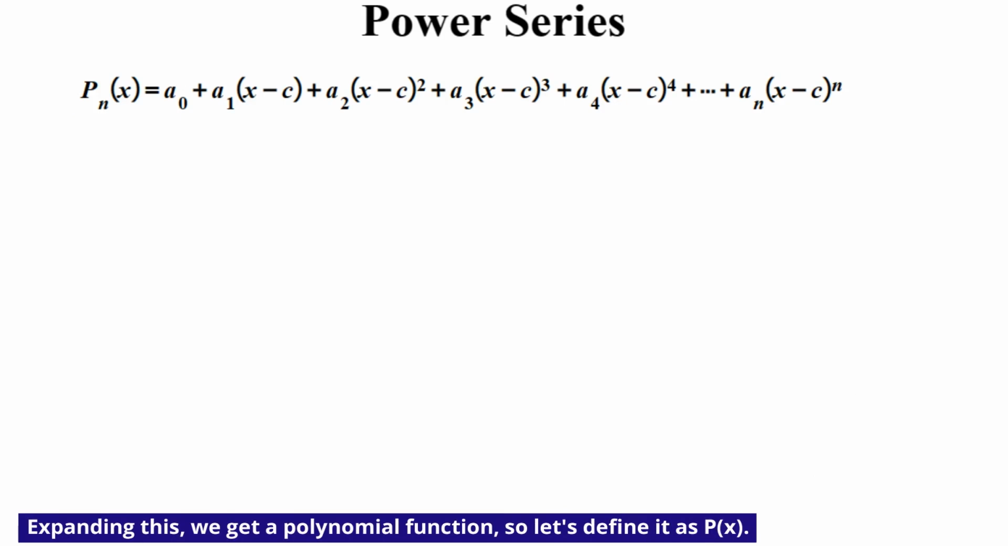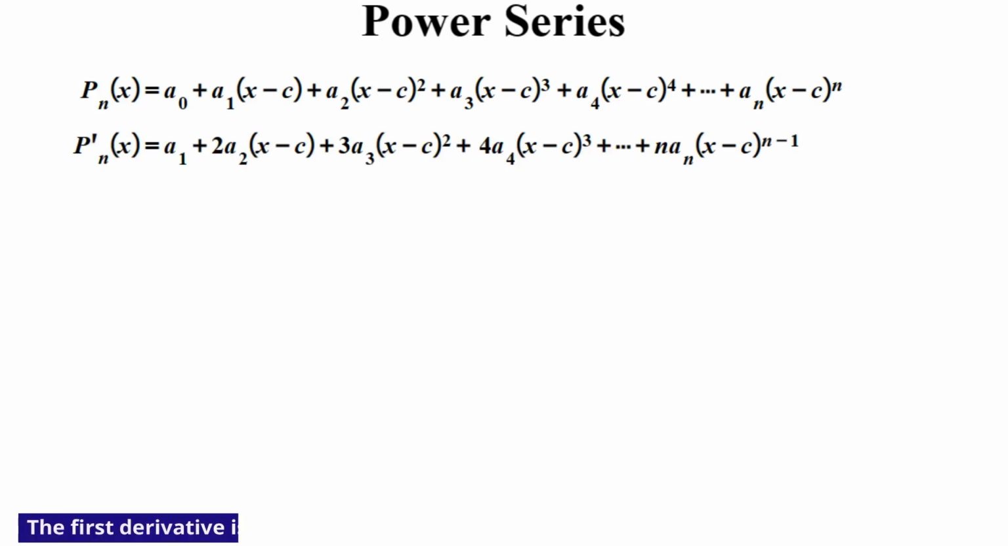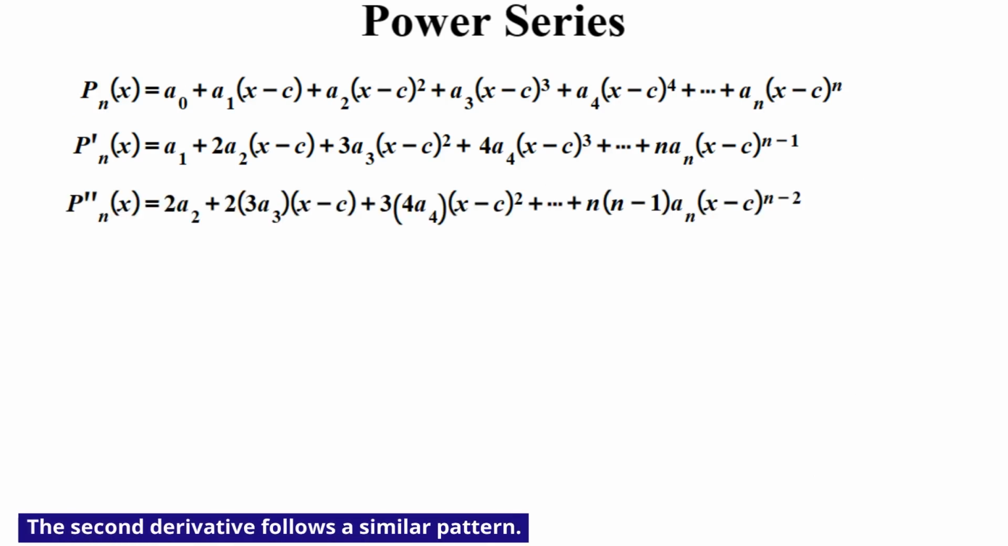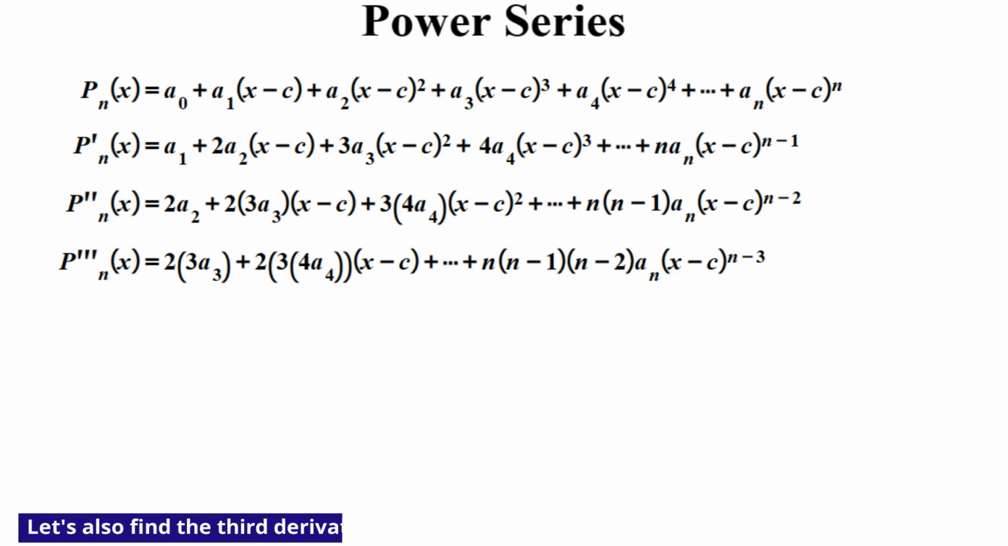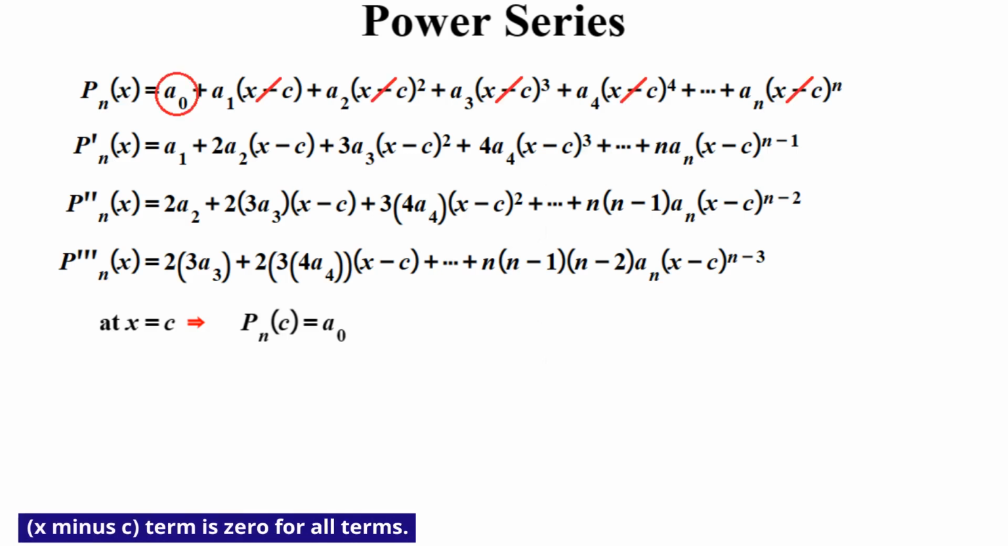Expanding this, we get a polynomial function, so let's define it as p(x). The first derivative is as follows. The second derivative follows a similar pattern. Let's also find the third derivative. Set x equals c. Then p(c) is a0. The (x minus c) terms are 0 for all terms.